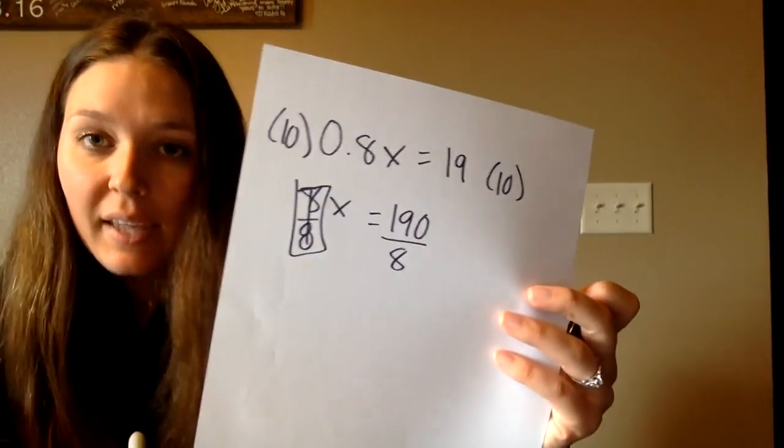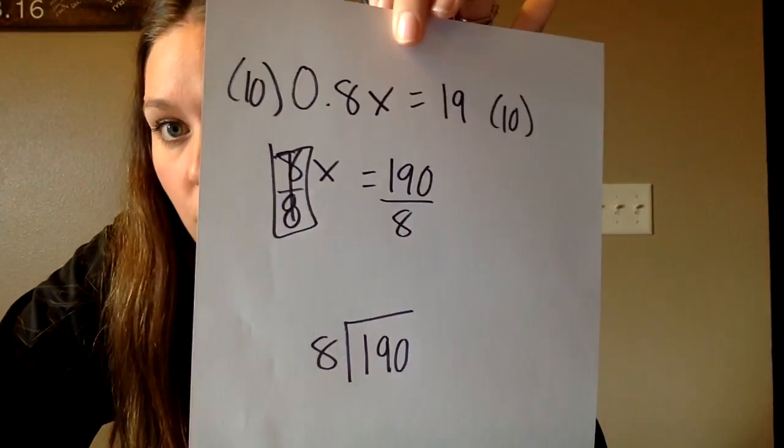And what we do to one side, we have to do to the other. So 190 divided by 8. And again, a little bit of long division here. So I'll show this one. So 190 divided by 8. Making sure we have the divisor and the dividend in the right spot.